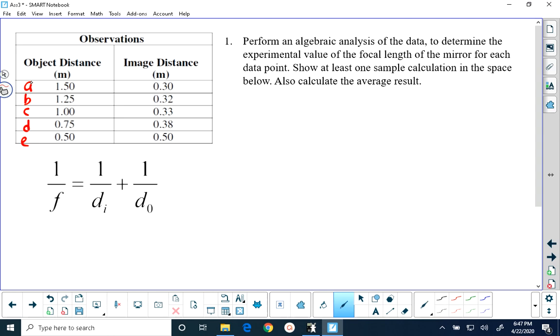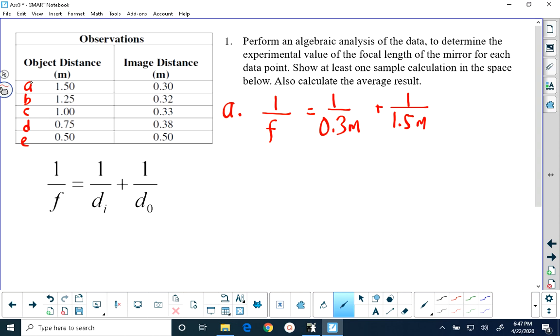So what does it mean to say we're going to do an algebraic analysis in this sense? Well, you're going to start off with data point A. And if you want to find the focal length, then you're going to have to take 1 over DI, which is 0.3 meters, and add 1 over DO, which is 1.5 meters. And by the way, it just occurred to me that I believe on your formula sheet, it's written as 1 over DO plus 1 over DI. It doesn't matter the order in which you write those 2 terms.